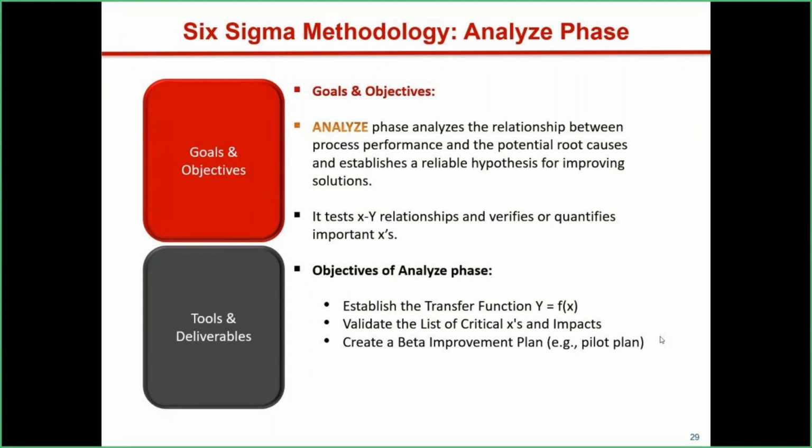So this is where we start to identify our critical X's or critical input factors out of whatever input factors we have identified. Establish the transfer function Y equal to function of X. Validate the list of critical X's and impacts. Create a beta improvement plan, a pilot plan.